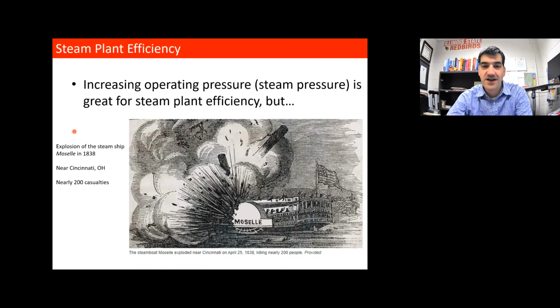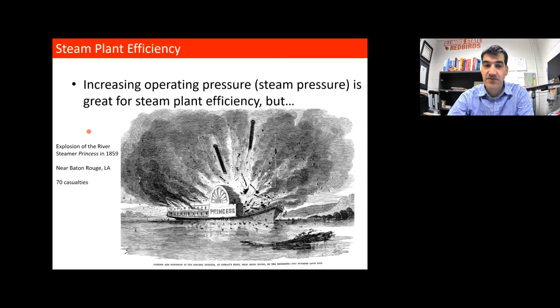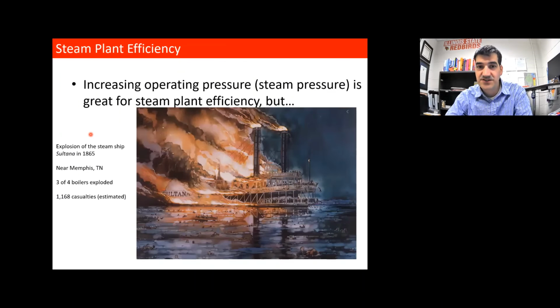So here's one called the Moselle. It exploded in 1838 near Cincinnati, and there were almost 200 people that died because of this one. Here is another one called the Princess. That was a little bit later in 1859. That was near Baton Rouge, Louisiana. That one had almost 70 casualties.